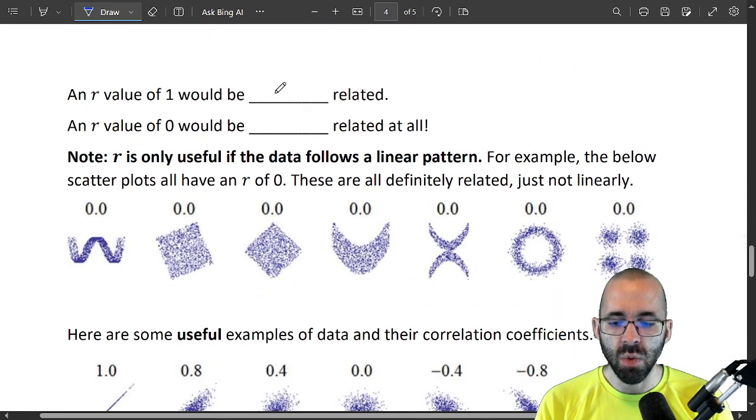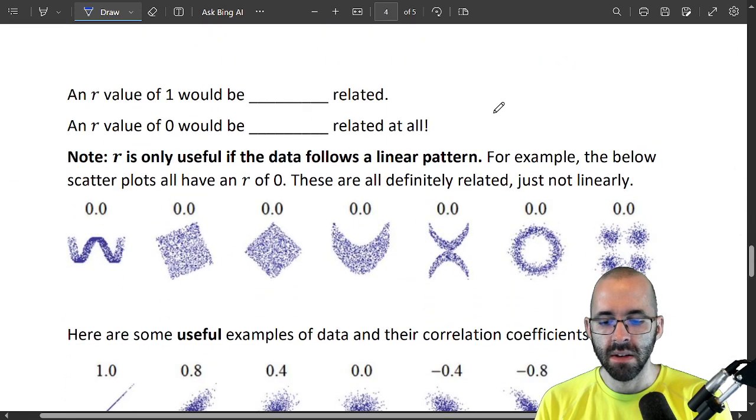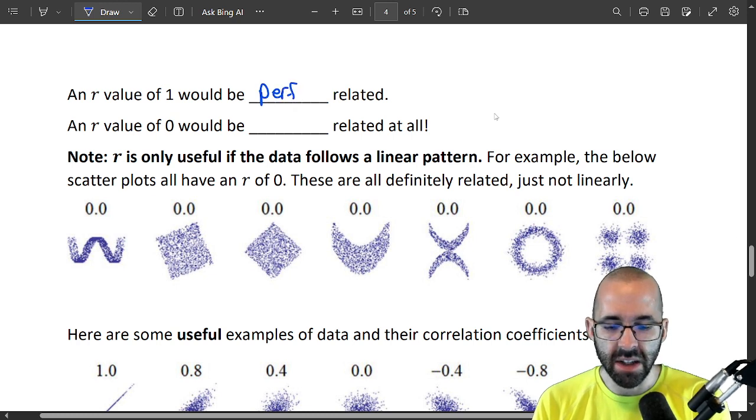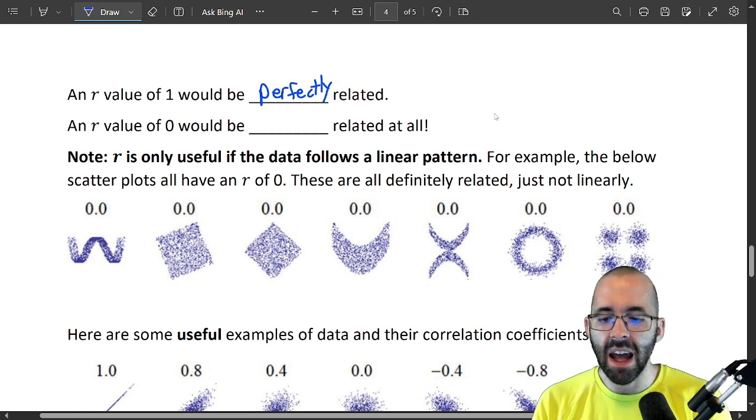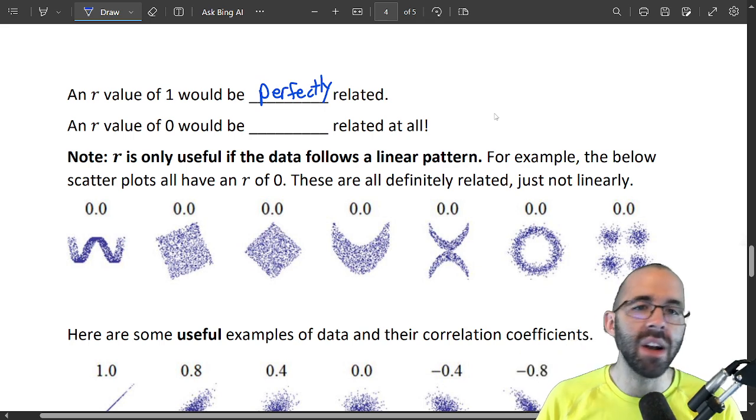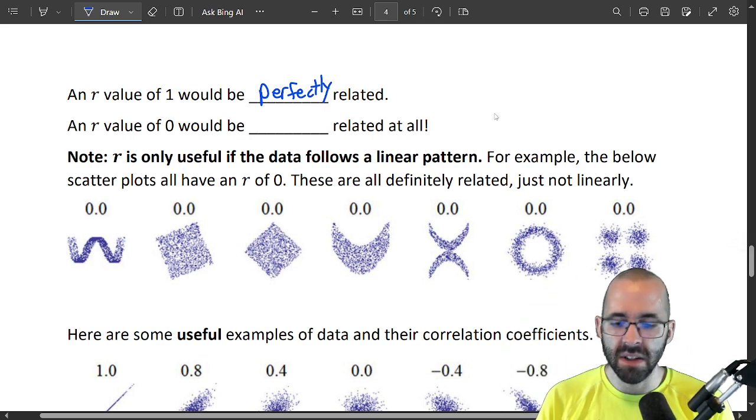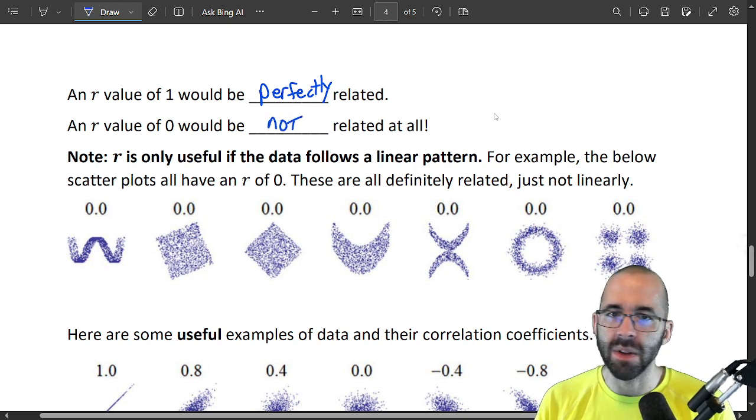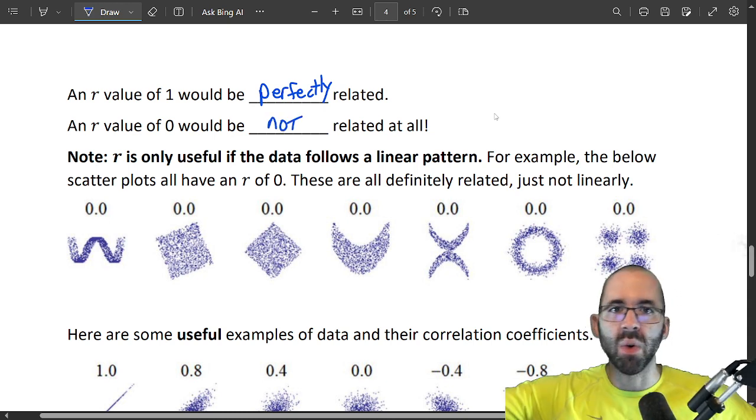If we have an R value of 1, that would be perfectly related. If the R value is exactly equal to 1, everything's on the same line. Now, an R value of 0 is not going to be related at all, just random points.